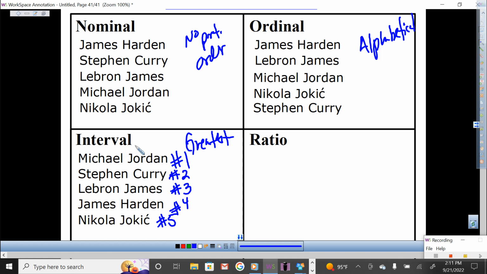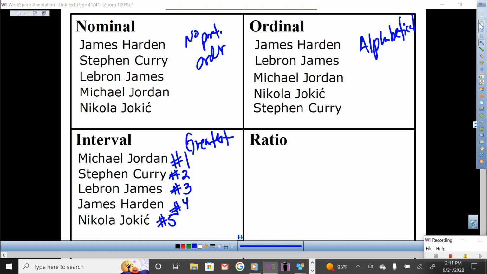That it has a what? A specific quality of ranking. This one has a specific quality of ranking. Here it goes again. Nominal, no particular order. Ordinal, it has an order such as alphabetical or by number, but no quality. Interval has a specific quality in which everything's organized. And here they're going by the greatest player of all time. Okay? Last but not least, ready?